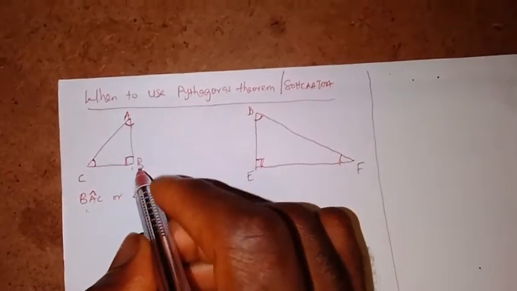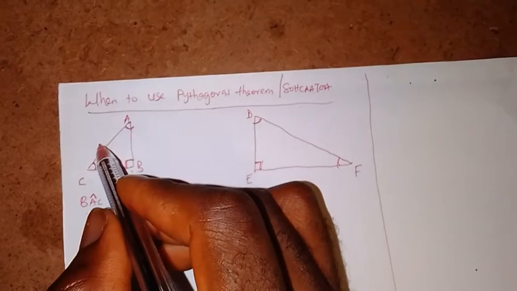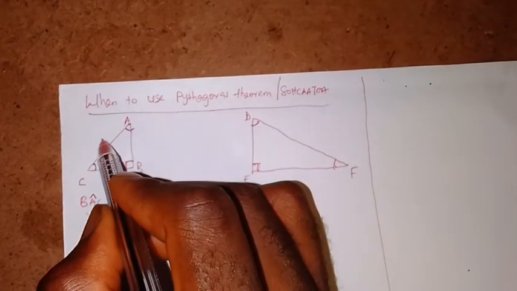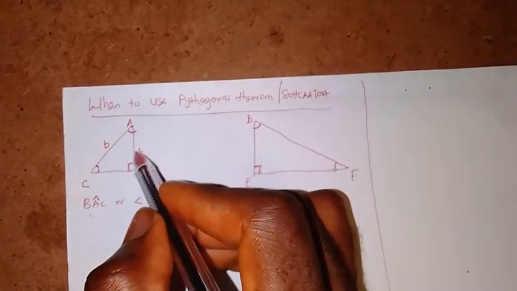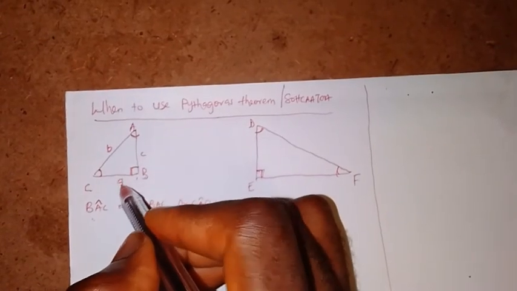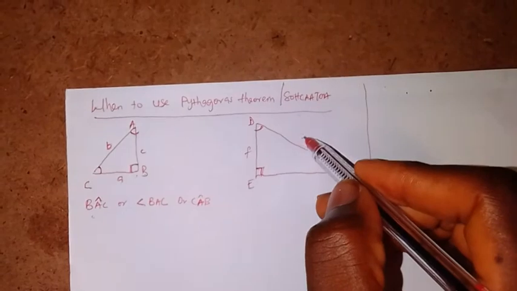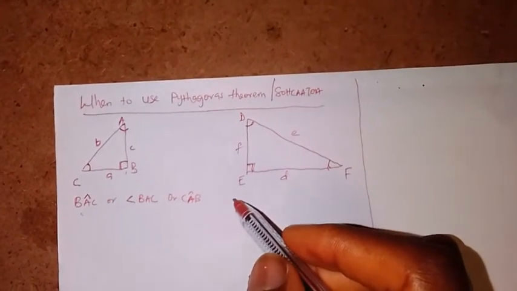Now, representations of our sides. The side opposite each angle is their side. What do I mean? This is angle B, this is side b. This is angle C, this is side c. So we represent sides with small letters and angles with capital letters. This is angle A. For this one, we have this as our side f, our side e, and our side d.